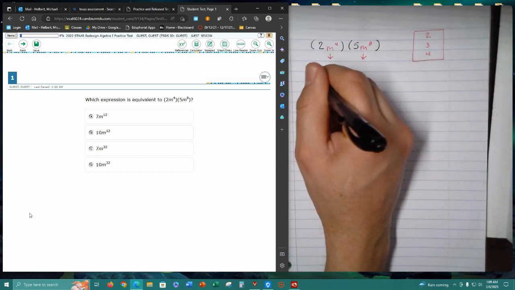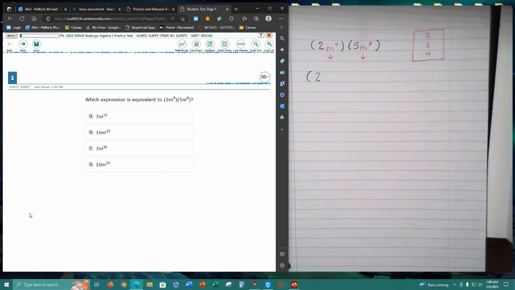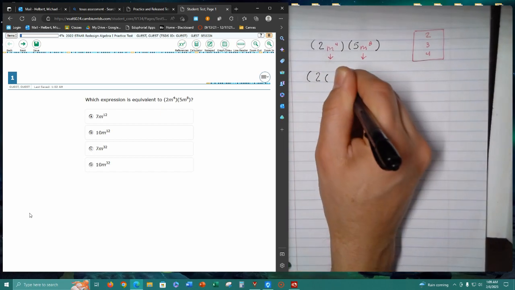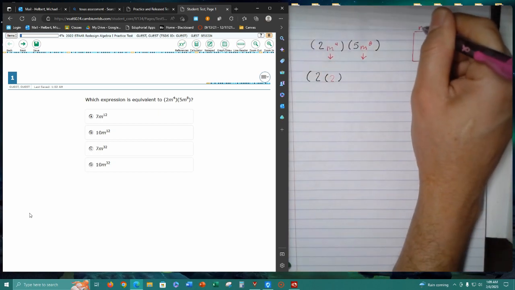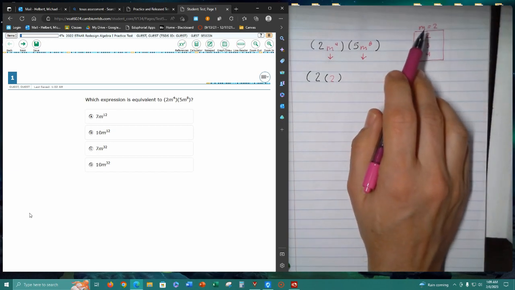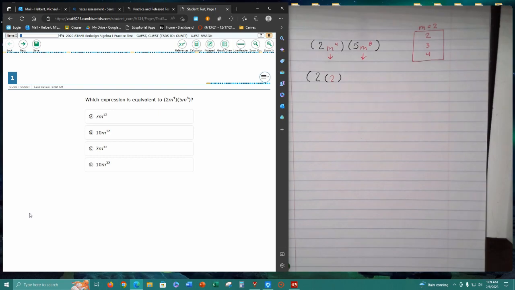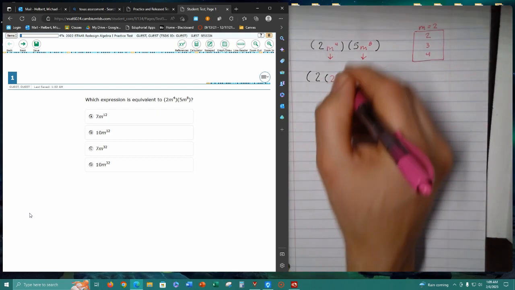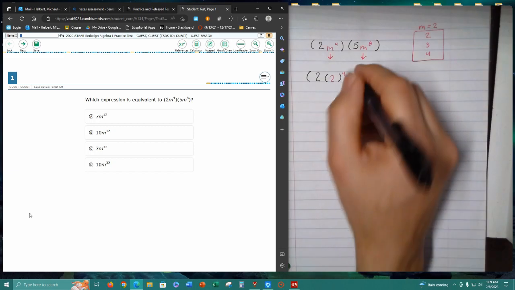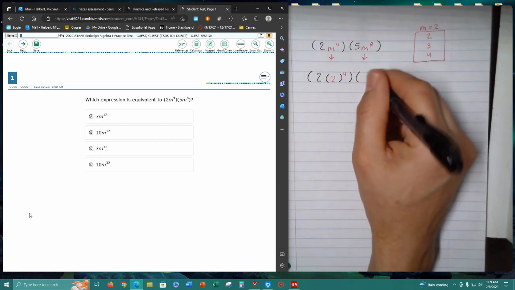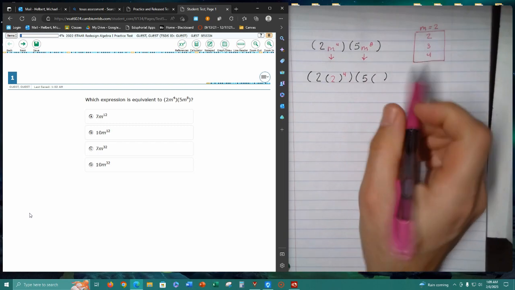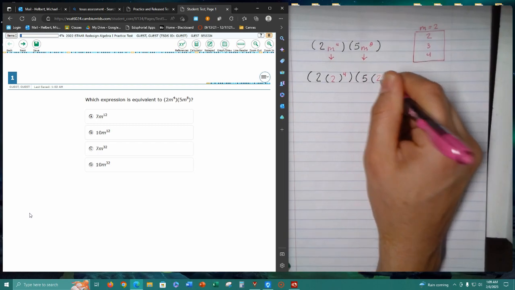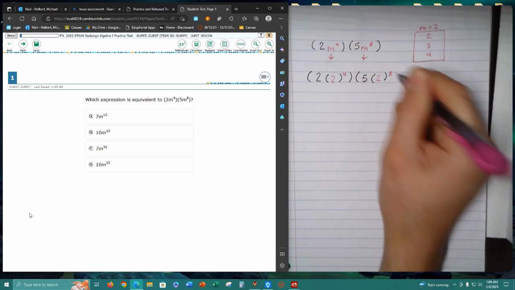For instance, I'm going to rewrite this as 2, and then in place of the m, I'm going to put parentheses and put a number 2 in there. In other words, I'm saying m is equal to 2. So everywhere there's an m, I'm going to put a 2. And then it says to the 4th power, so this is 2 to the 4th power. And then right here I have 5, and then I have another m. So we're going to replace this m with a 2 as well. That's why I'm putting a parenthesis here. And it's to the 8th power, so I'm going to put a power of 8.